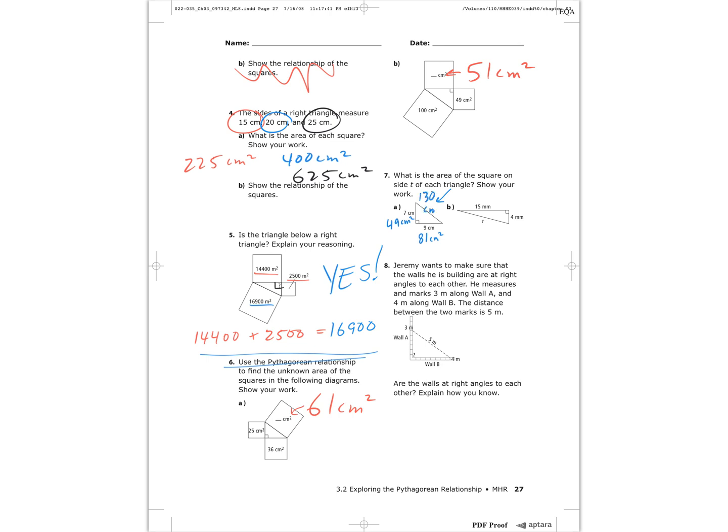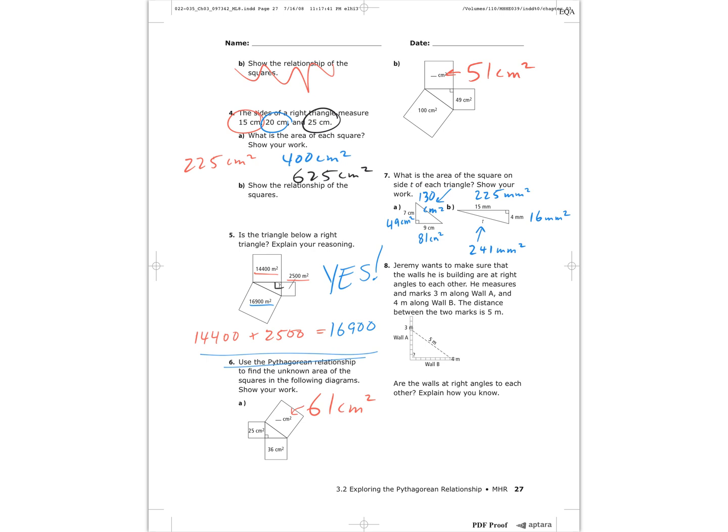130 centimeters squared. Okay, this one we would have 225 millimeters squared and 16 millimeters squared. So when we add those two together, we would get 241 millimeters squared. Okay, that's what it would be.